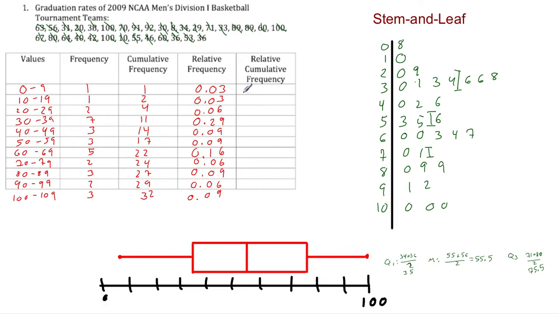Now, the relative cumulative frequency, here I'm going to add up these frequencies. So 0.03, 0.06, 0.12. This will be 0.41, I believe, because 12 plus 29 is 41. Yep. This will be 0.50. This will be 0.59. This will be 0.75. This will be 0.81. This will be 0.90. 0.96.